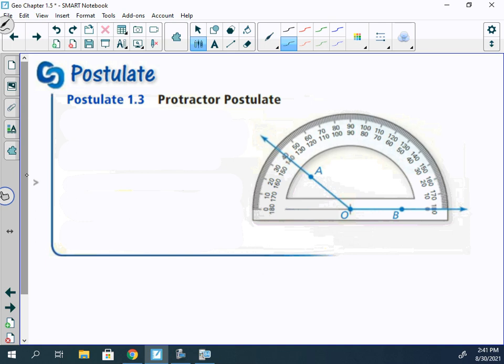I'm going to show this here. There's going to be a lot of words with this, so let's actually look at it before you start writing anything down.